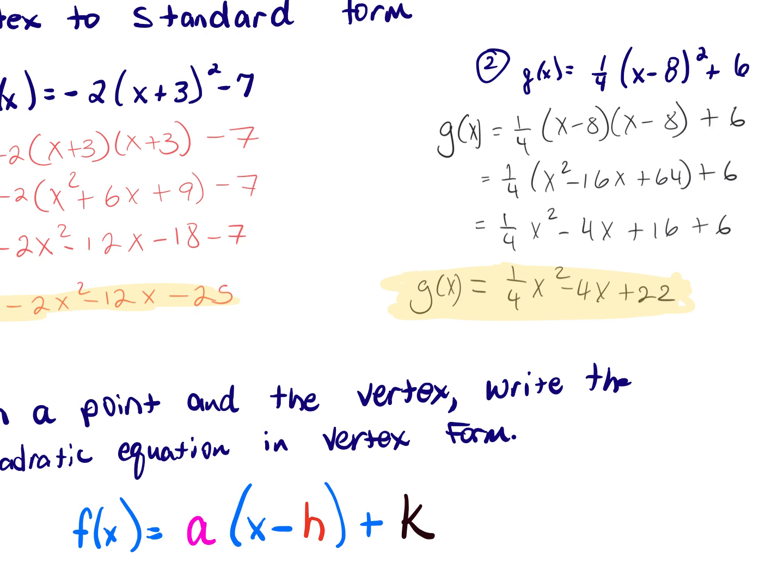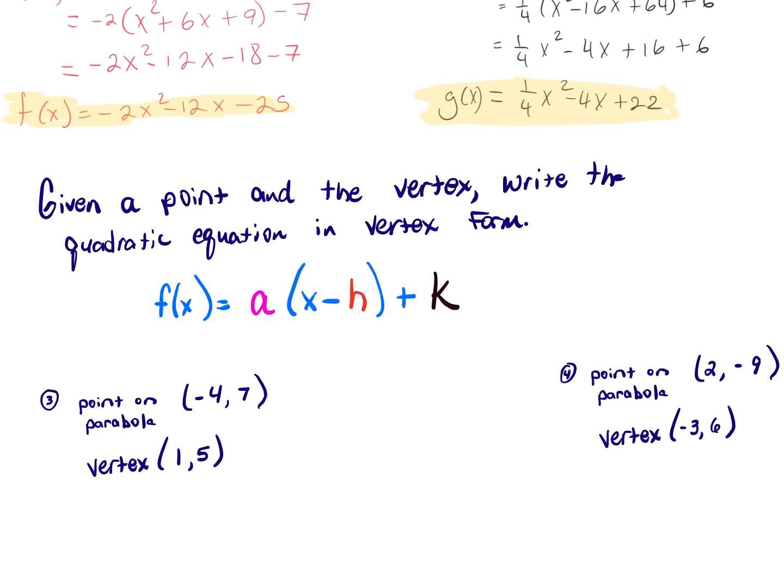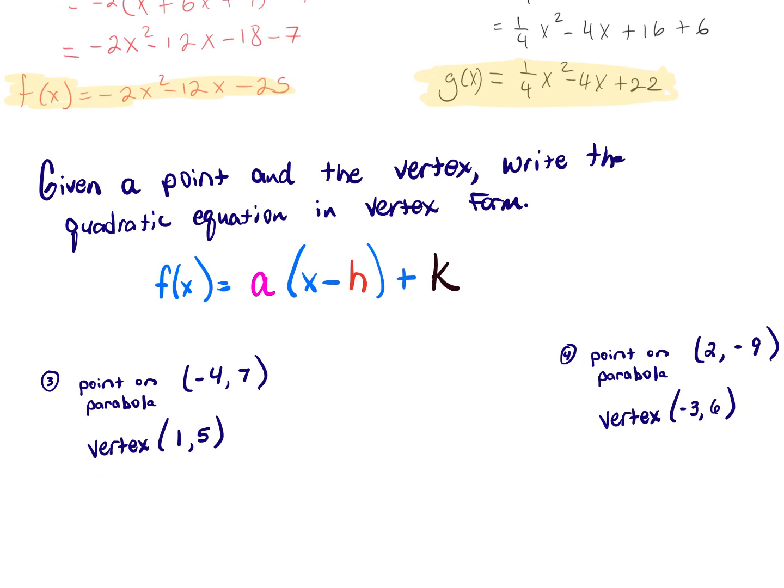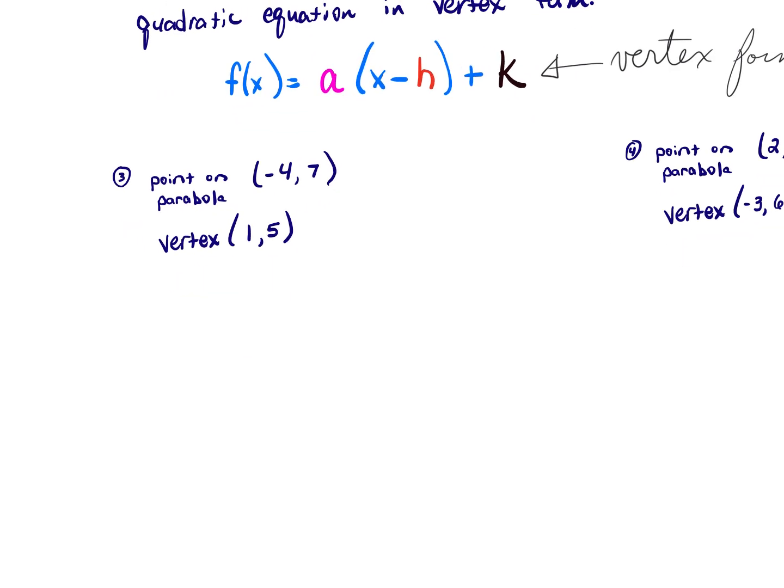So it's saying, given a point and the vertex, write the quadratic equation in vertex form. Now, this is vertex form. Because that is vertex form, all we have to do is plug in the numbers and figure out what we're missing. So following vertex form, they're telling us that the point on the parabola is -4 and 7. So this is your x and this is your y, or in other words, if you don't want to call it y, it's your entire f of x. And then you have your vertex, which is your h and your k.